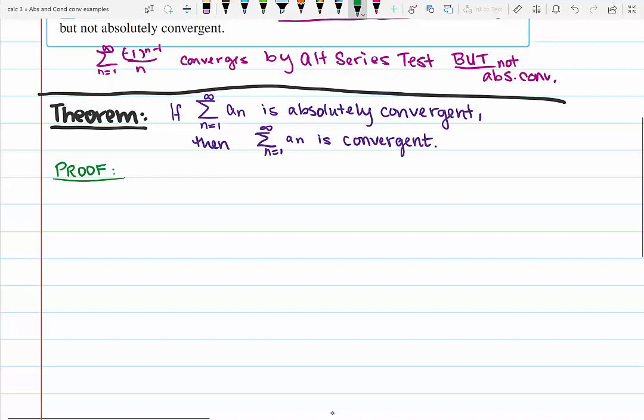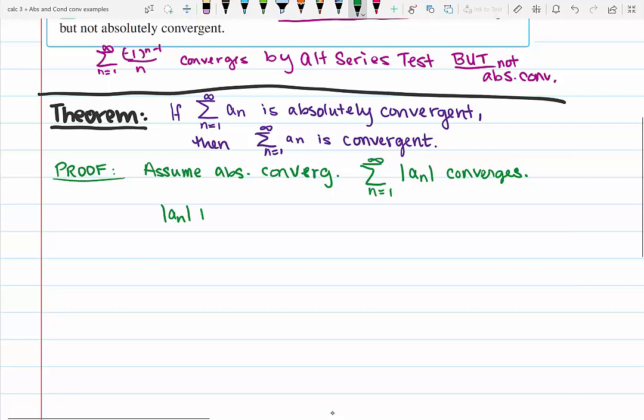Let's start out with the assumption that the series is absolutely convergent. To assume absolutely convergent, what we're saying is that the series from n equals 1 to infinity of the absolute value of a sub n converges. Now let's take the absolute value of a sub n and add a sub n to it. For any term for which a sub n is negative, if we add it to its absolute value, we get 0. And for any term for which a sub n is positive, we add it to its absolute value and we get 2 times its absolute value.